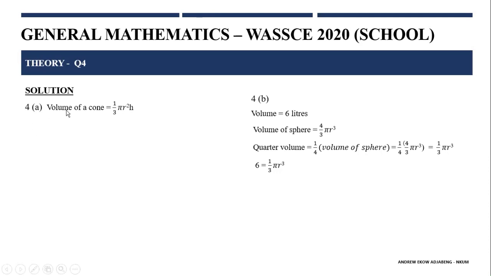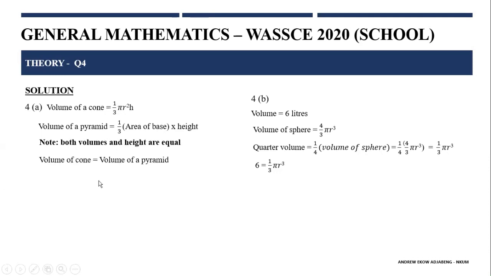So for A, the volume of a cone is 1/3 pi r square h. Volume of a pyramid is 1/3 the base area times height. So both volumes are equal. It means we can equate them. When we equate them, we are going to have 1/3 pi r square h equals 1/3 base area times height. But pi r squared equals base area. So what it means is that pi r square here is 154 centimeters square based on the question.